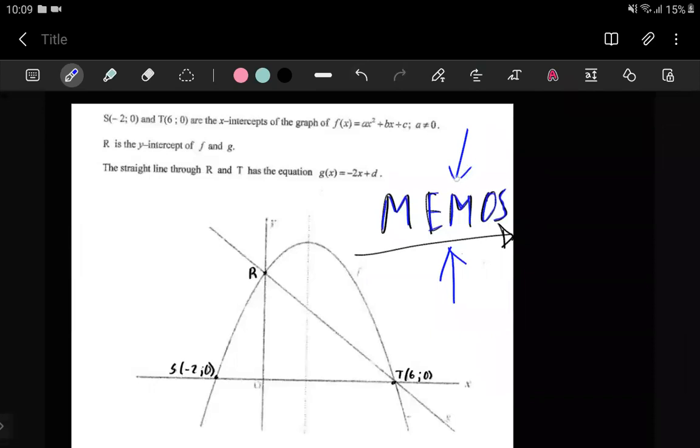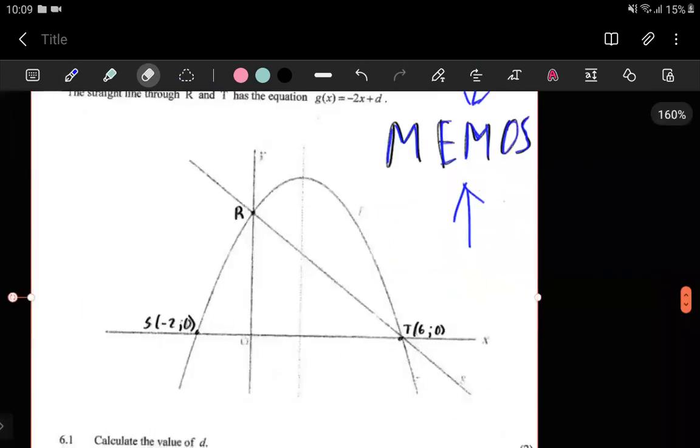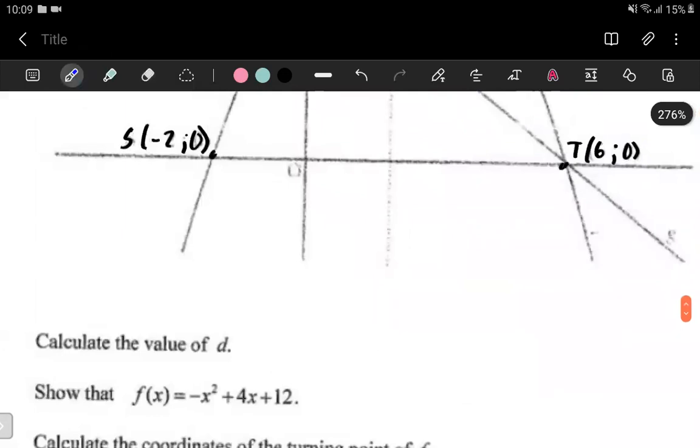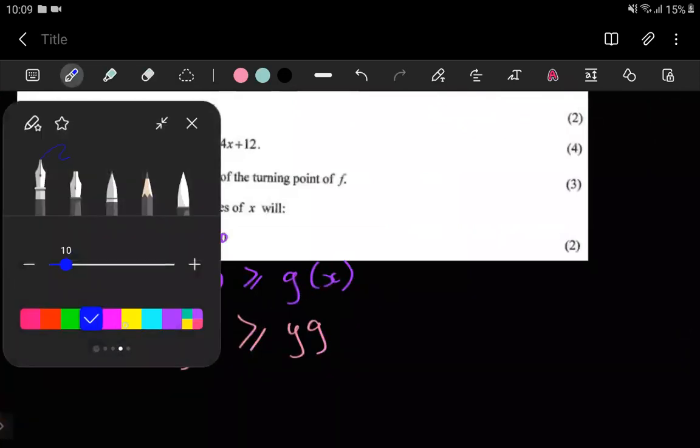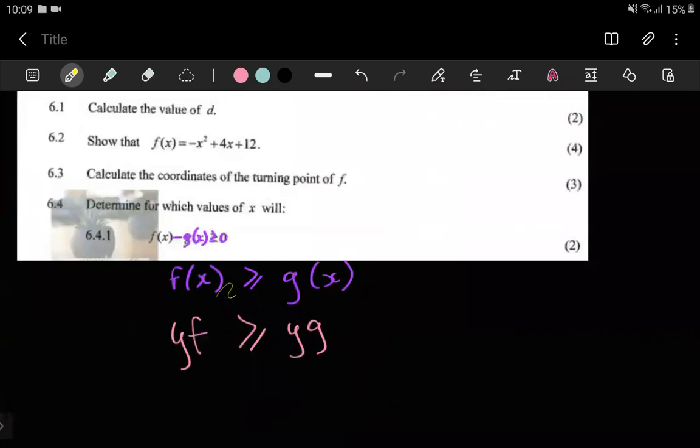And the one way to expose yourself to as many memos as possible is to go through as many papers as possible. So the papers are not there to just get you stuck. They are there to get you stuck, yes, but stuck, and then you look at the memo and you see how it's done. So in the memo, you'll see they'll probably have written something like this out, or something similar, or something else that you can use. So y values of f, where are they bigger or equal to the y values of g?